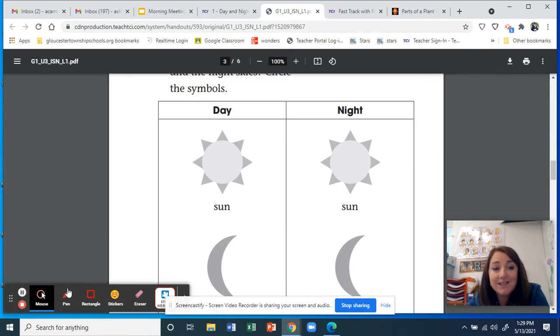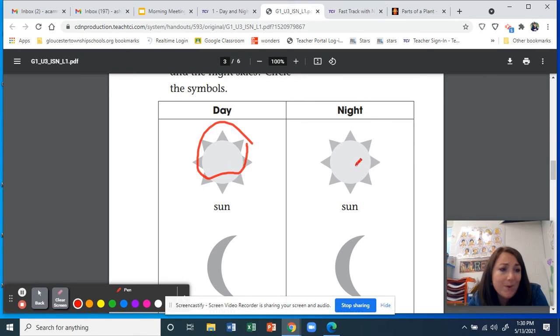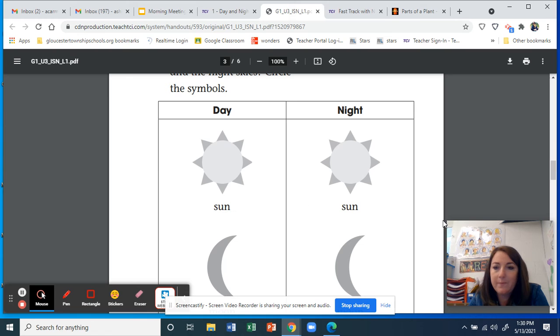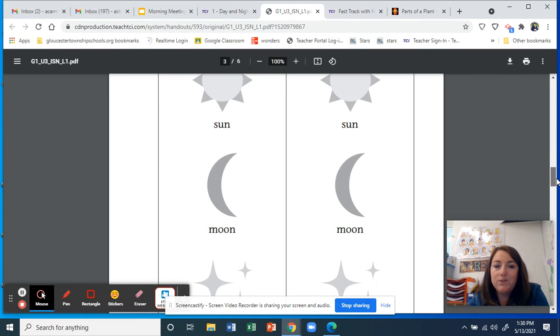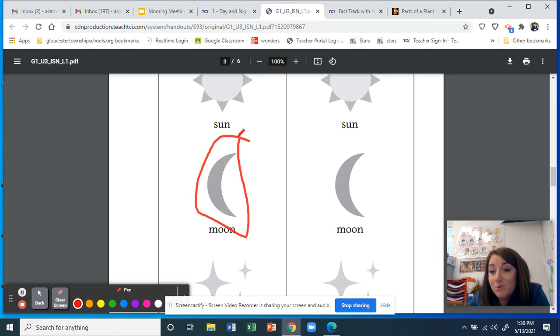So for the first one in the day, do you see the sun during the day? Yes, of course you would circle it, right? Do you see the sun at night? No way. So you're not going to circle that. All right, how about the next one? Do you see the moon during the day? Sometimes you do see the moon during the day, so you would circle it. Do you see the moon at night? Sometimes, yeah, so you're going to circle that.